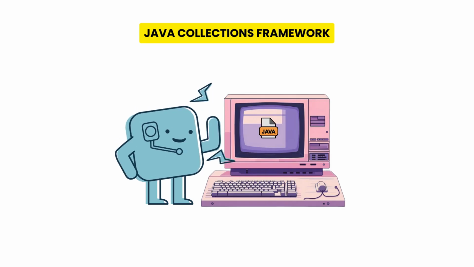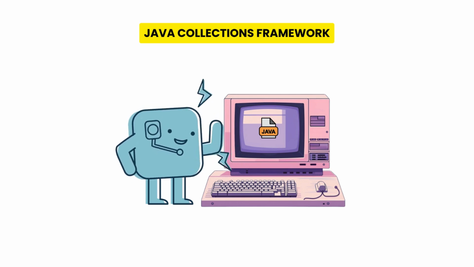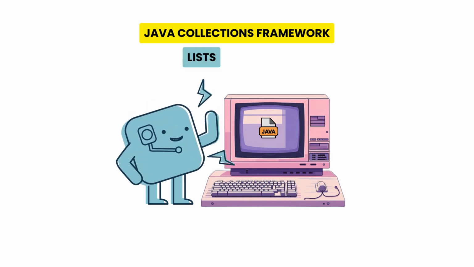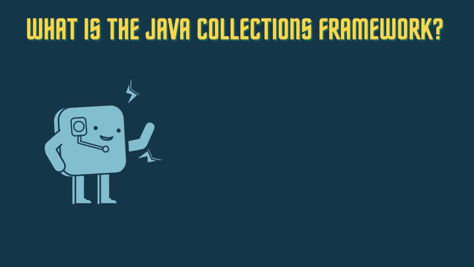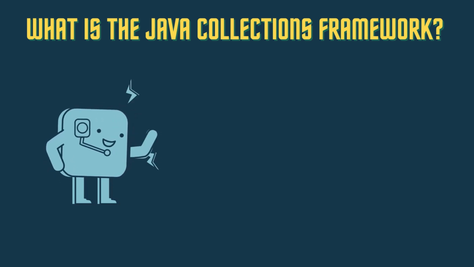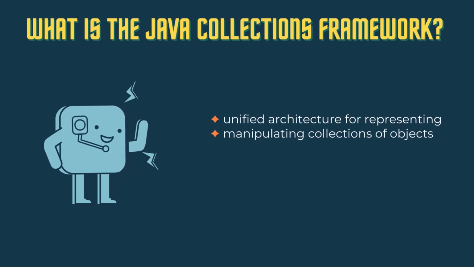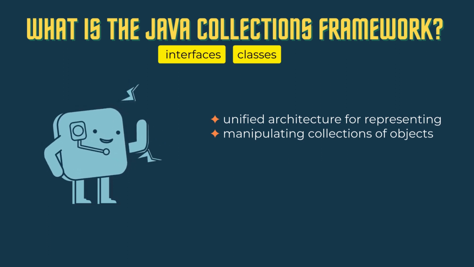Welcome to our comprehensive guide on the Java Collections Framework. In this video, we'll dive deep into the Collections Framework, exploring lists, sets, and maps, and how they can supercharge your Java programs. Let's start with the basics. The Java Collections Framework provides a unified architecture for representing and manipulating collections of objects. It includes interfaces and classes to represent various types of collections.